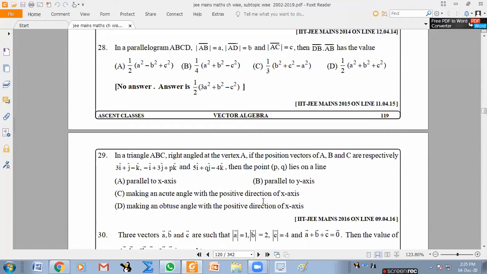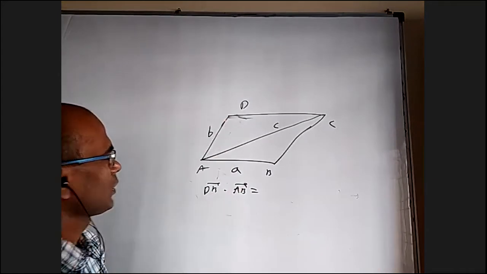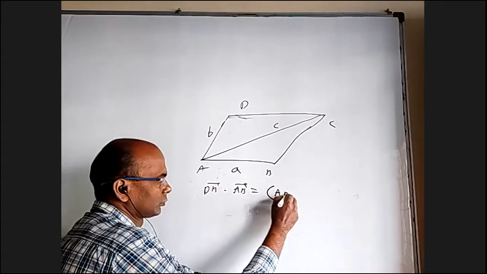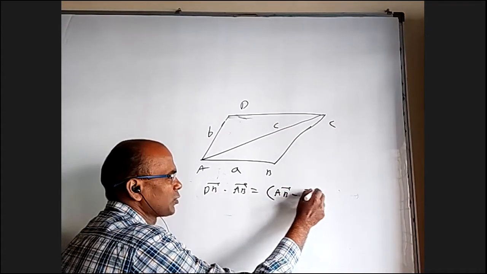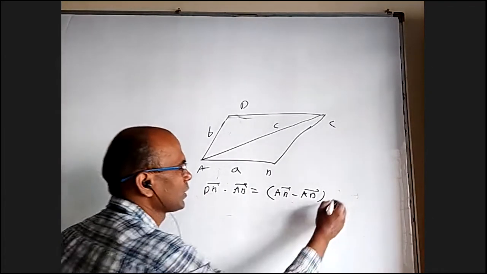DB dot AB. Okay. They want DB dot AB. What is DB? I can write it as AB minus AD. Like position vectors, DB can be written as OB bar minus OD bar. Like that, I'm writing AB bar minus AD bar dot AB bar.